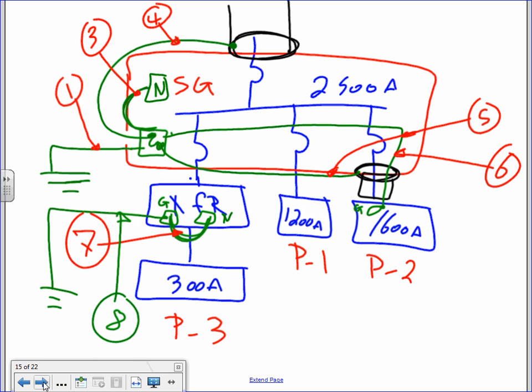Number three that I'm asking for, guys, is the main bonding jumper right here. You see that? The main bonding jumper. Number four is the supply side bonding jumper. Can you guys see that? Bond the conduit to the ground. Number three, bond the neutral to the ground. Number four, I have an equipment grounding conductor that goes to the 1600. Number five, I need an equipment grounding conductor bonding jumper, load side. And number seven is the system bonding jumper or supply main bonding jumper to the transformer. And number eight is the grounding electrode conductor coming out of this transformer.